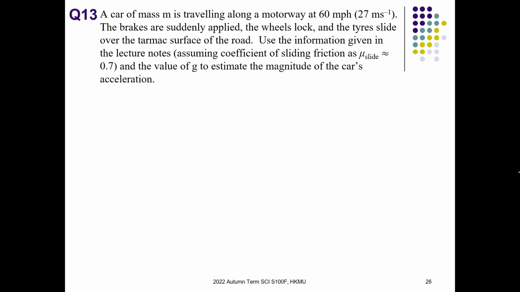Let's move to the last question of tutorial 1. It says that we are considering a car moving on a motorway at 27 meters per second. Then the car is going to stop as a result of the braking being applied, and the tires slide over the tarmac surface of the road.